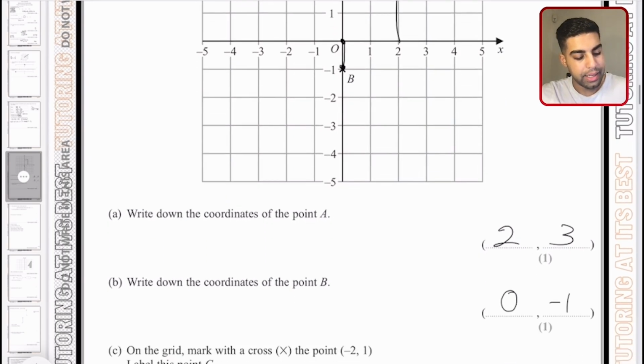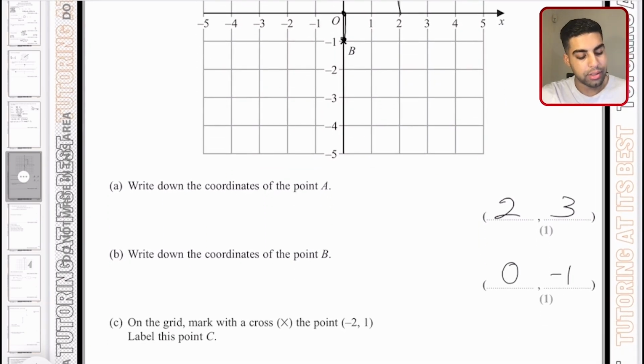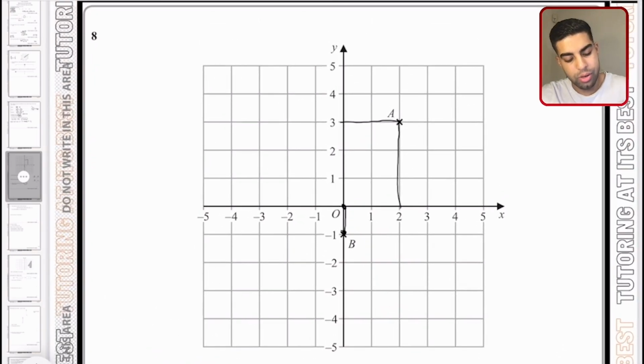And then finally, it's asking us to mark with a cross the point -2, 1 and label it C. So let's find our -2 on our x-axis, go up to find 1, and we can now mark a cross here and label it as C. So always remember across the corridors and up the stairs.